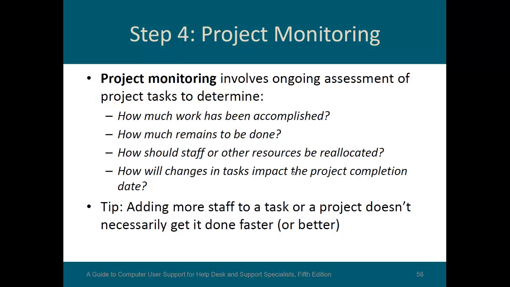Project monitoring. Project monitoring involves ongoing assessment of project tasks to determine how much work has been accomplished, how much remains to be done, how should staff or other resources be reallocated. Sometimes you have certain groups of people work faster or slower than others, and you need to move some resources around. How will changes in tasks impact the project completion? So as unforeseen things come up, how will those changes affect the completion date?